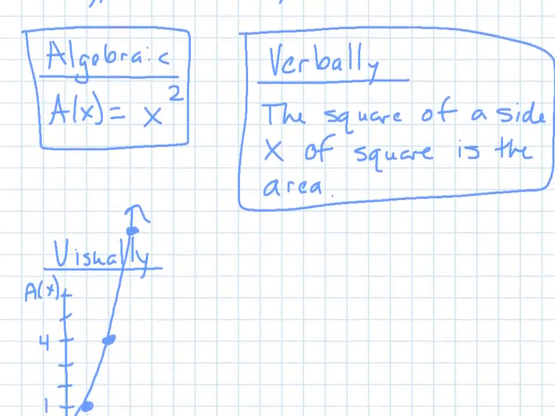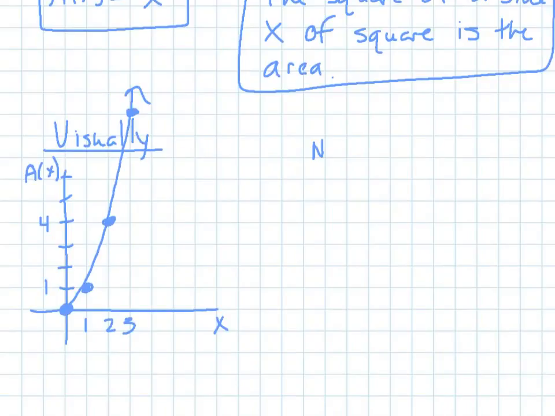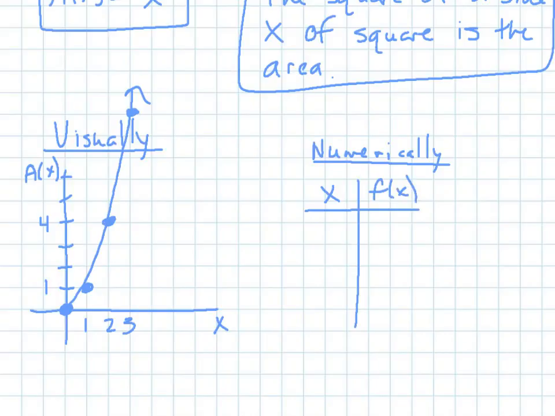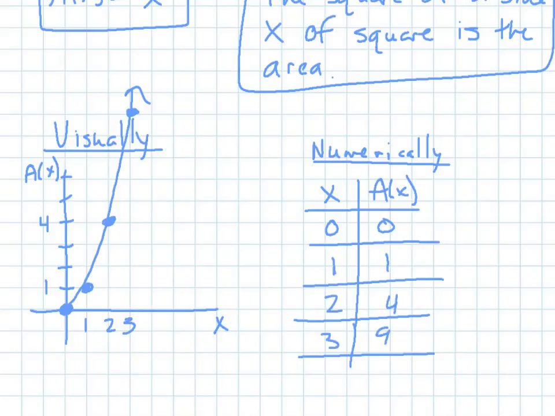And then numerically. Now, using my graph that I just made, I can make a table. Okay, so where I have x on one side and f of x on another side, I could list my areas. And I could keep going if I'd want, so on and so forth. Okay? So those are my 4 different ways of representing the area of a square.